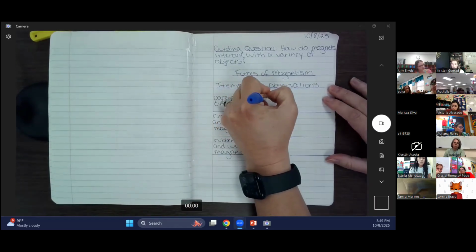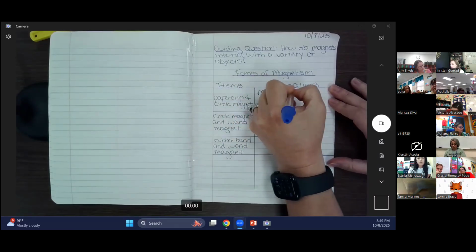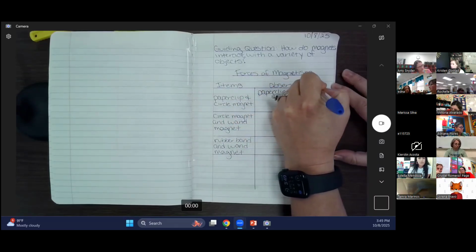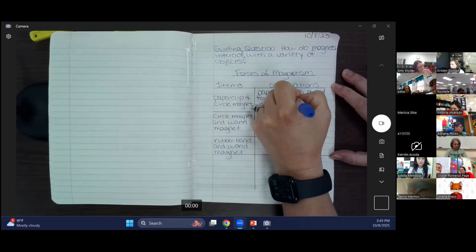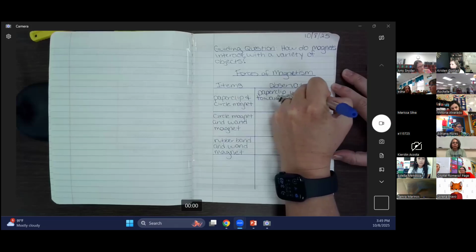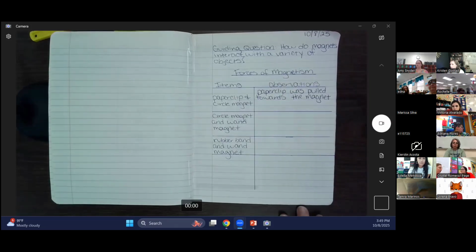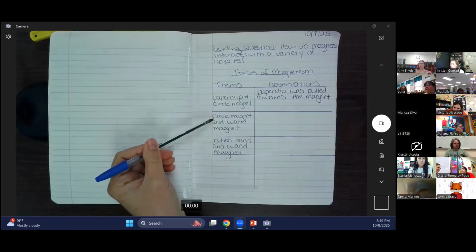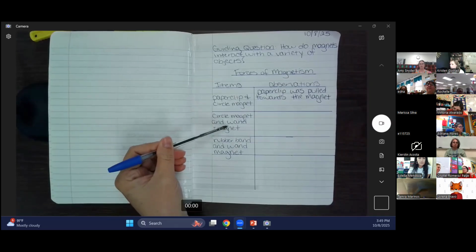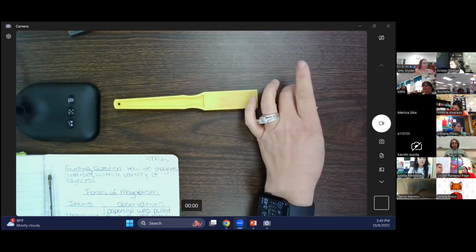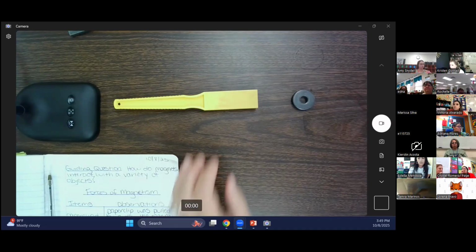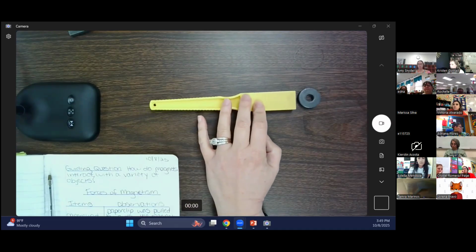Paper clip was pulled towards the magnet. All right, awesome. So I see what happened there with the paper clip and the circle magnet. Next, I'm going to see what happens with our circle magnet and our wand magnet. So I'm going to grab those two items. I have my wand magnet here, my circle magnet, and I'm going to explore and see how they interact. Oh.